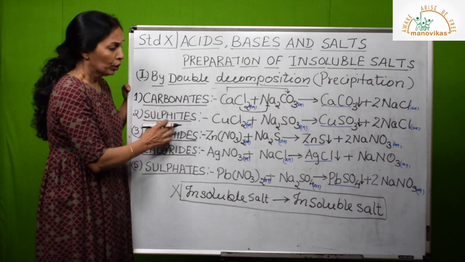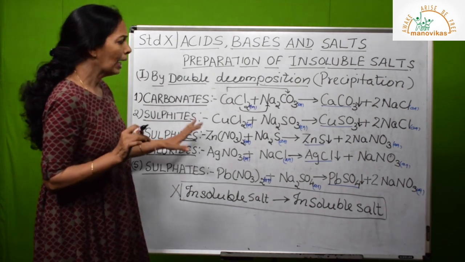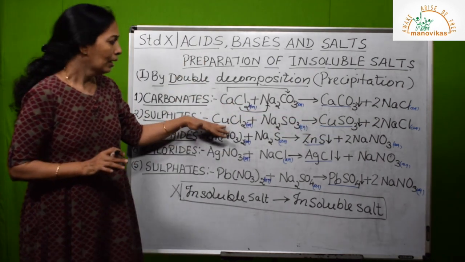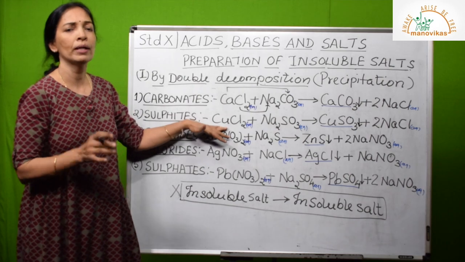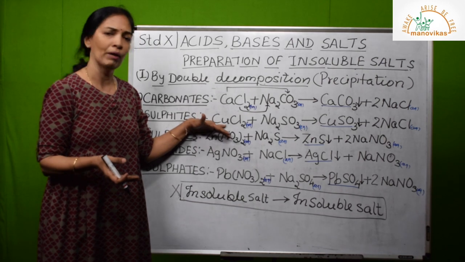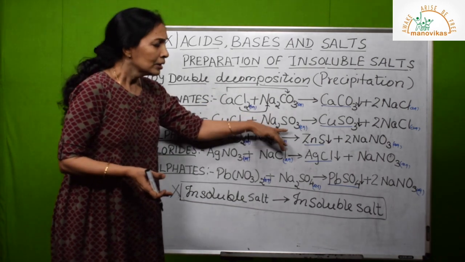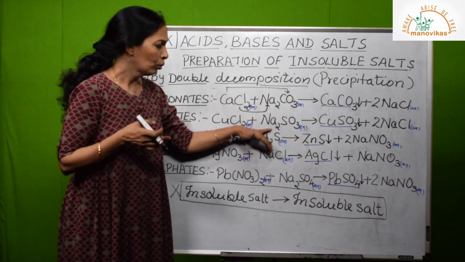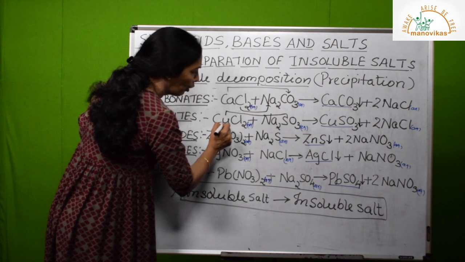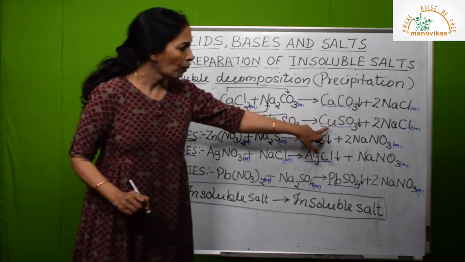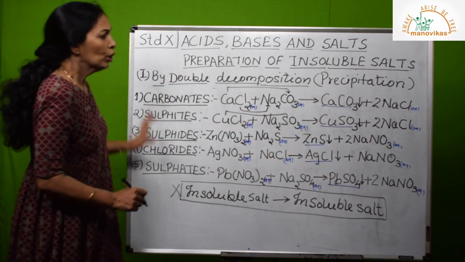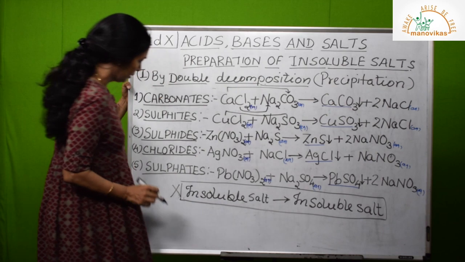Second, sulfites, SO3. For that also, let us suppose you have to prepare copper sulfite. So take a soluble copper salt. Now copper chloride is soluble, sulfate is soluble, nitrate is also soluble, any one of your choice, plus soluble sulfite, sodium sulfite is taken over here. Again this will undergo double decomposition. Copper will combine with the sulfite ion and copper sulfite will form, and sodium chloride is a soluble byproduct over here. So the desirable salt is copper sulfite.